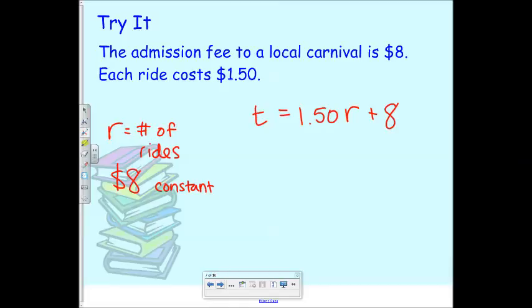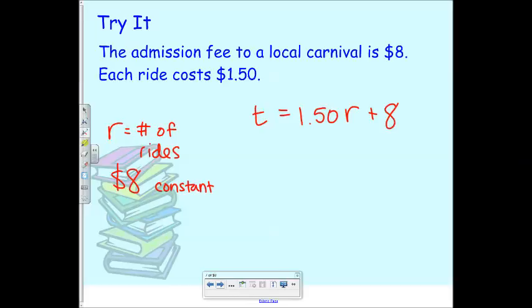How come you don't multiply 8 by anything? That's a constant. How many times do you have to pay an admission fee? Just one time. So I'm only going to add it on because I only pay it once. If you go on 0 rides, do you still have to pay to get into the carnival? Yes, you still have to pay $8 to get into the carnival. So just for walking in the door, you have to pay $8. Then if you go on 0 rides, you've only paid $8.